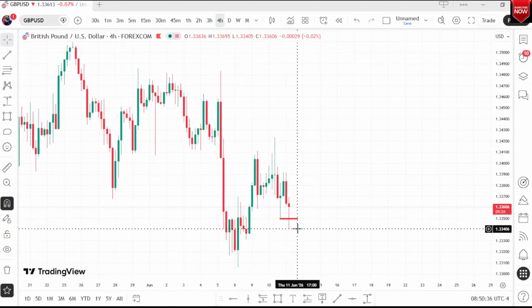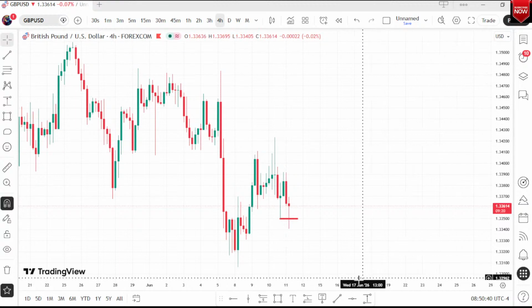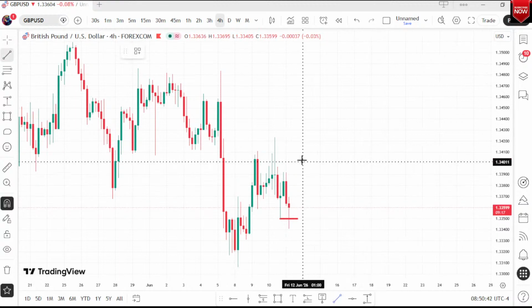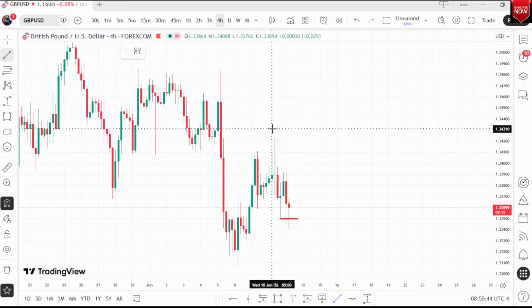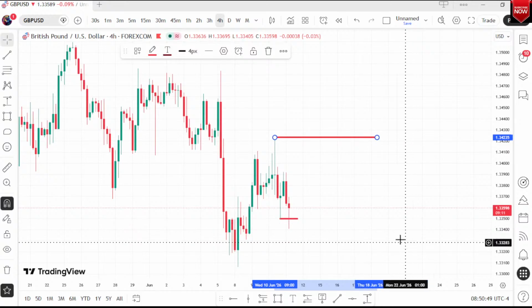So these are buy stops. I want to see a discount area has been taken out.